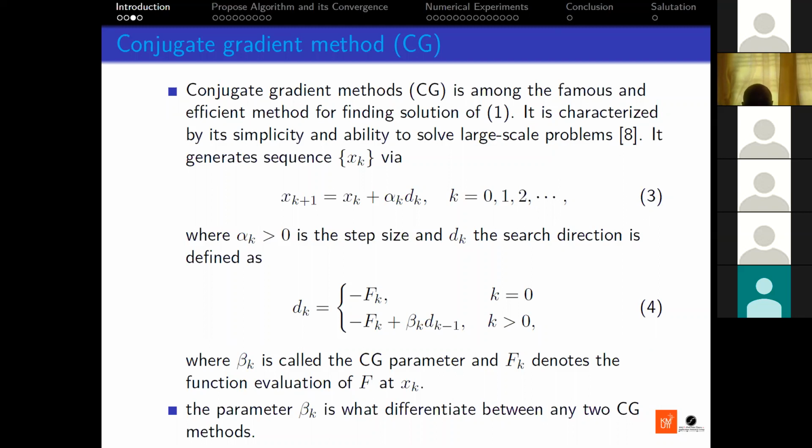And this beta k is, most times, going to be the point of concentration. In particular, in this work also, we are going to define a new beta k, which makes us derive a new conjugate gradient direction, and by implication, we have a new conjugate gradient method. That is why we call it a new conjugate gradient method. And as for the 3-term, we are going to see why it is 3-term subsequently.